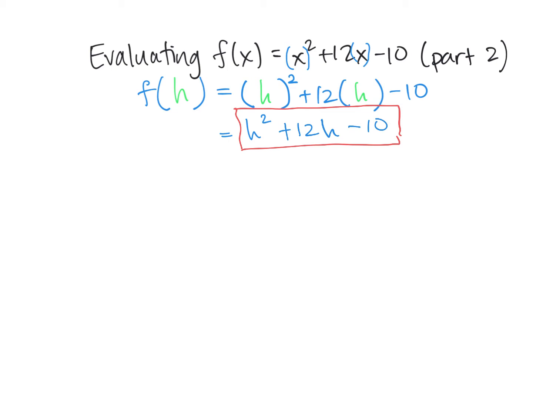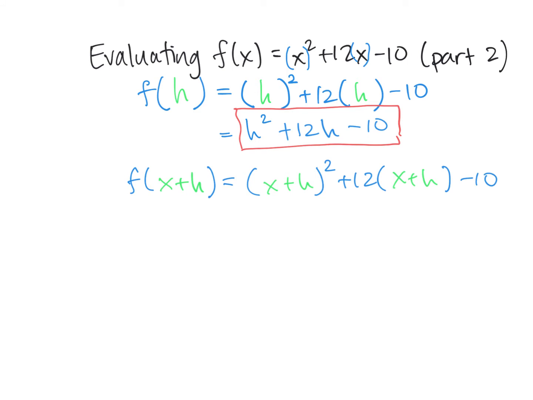But in the next case, what happens if I want to evaluate the function for not just h, but x plus h? And again, I'm doing that for calculus-y reasons that will be clear someday in the future. So again, I'm going to set up my skeleton. What does my function do to the input? Well, it squares it here, and then it multiplies that input by 12, and then it subtracts 10. So what's my input? My input is x plus h and x plus h.